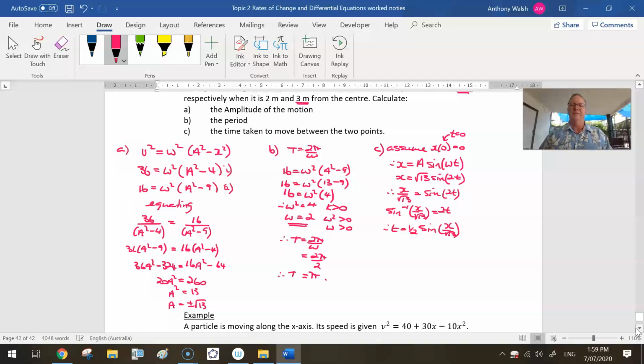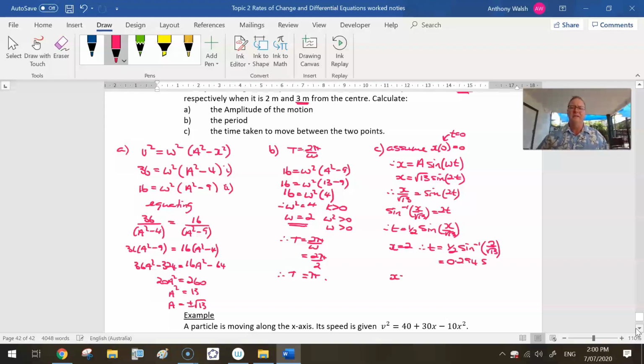So I need to find some values for t given some values for x, and I do have some values for x. We were told we want to know the time taken between when x was 2 meters from the origin. When x is equal to 2, t would be a half of inverse sine of 2 on root 13. Best to put that in radians, of course, on the calculator. Now when you do it, it comes out as 0.294 seconds.